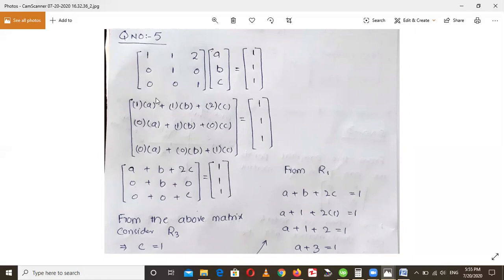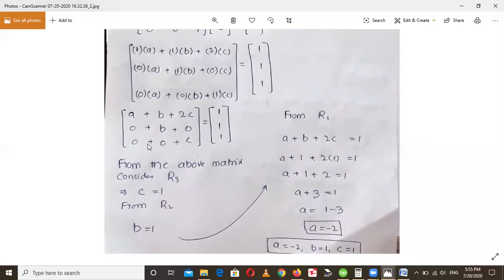Now, from this matrix, only consider row 3: 0 plus 0 plus C is equal to 1. The 0s will be eliminated, only C will remain, and this is equal to 1. So the value of C is equal to 1. Oh, so the first one, A plus B plus 2C is equal to 1. All the zeros are eliminated. Whatever you add with 0 gives you that same thing. For example, if you add 2 with 0, your answer will be 2, because 0 has no effect.